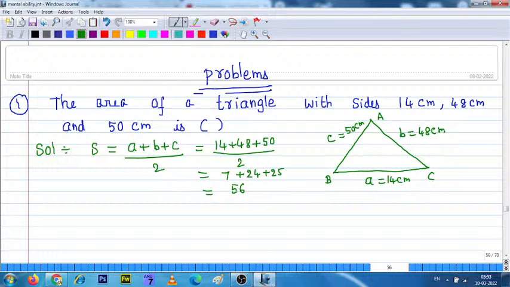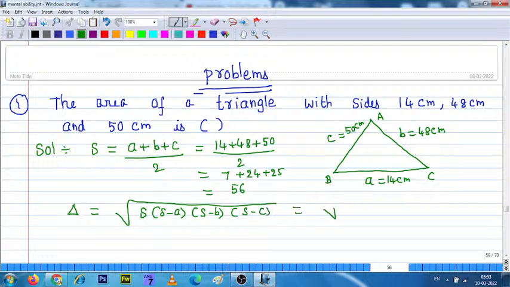56 వచ్చేసింది. Then delta, the area of the triangle using Heron's formula, is root of S into S minus A, S minus B, S minus C. Right? So that is equal to root over S, where S stands for 56. 56 minus A, 56 minus 14, into S minus B, 56 minus 48.